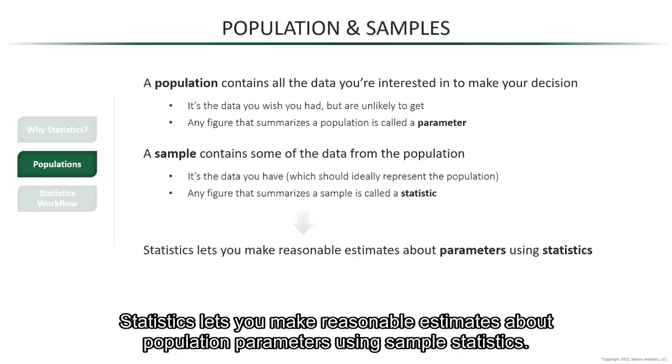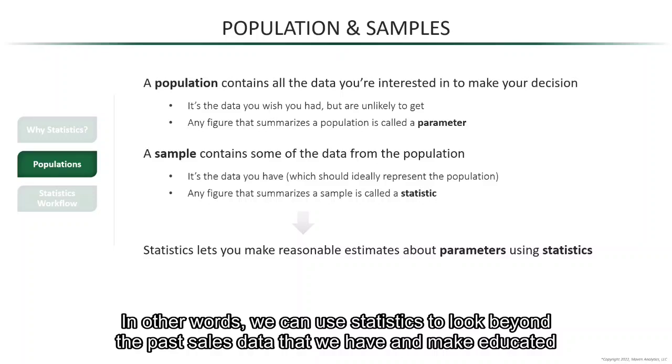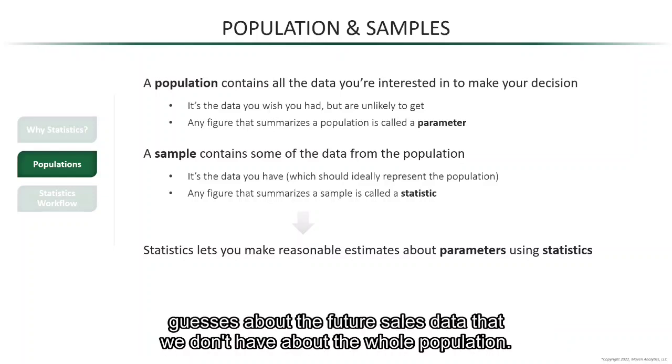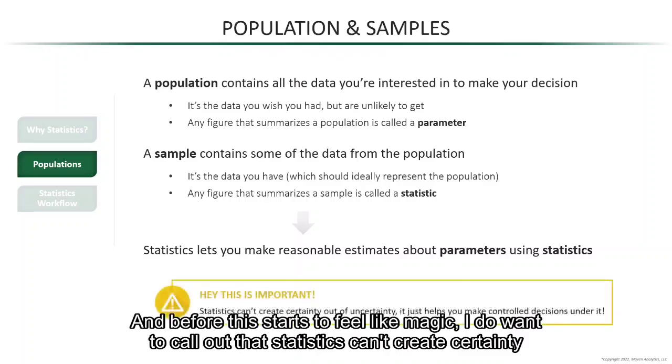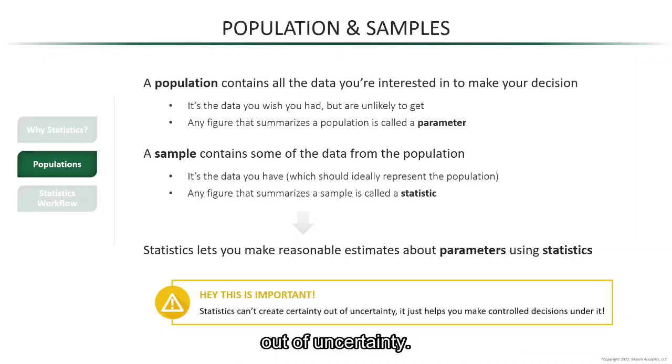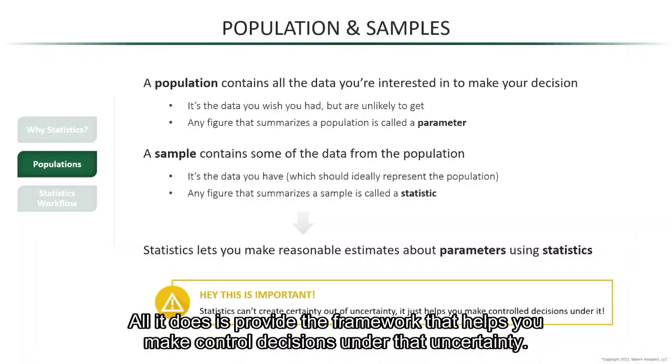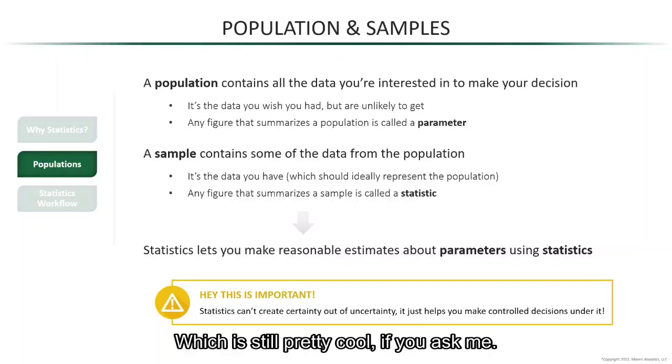Statistics lets you make reasonable estimates about population parameters using sample statistics. In other words, we can use statistics to look beyond the past sales data that we have and make educated guesses about the future sales data that we don't have about the whole population. And before this starts to feel like magic, I do want to call out that statistics can't create certainty out of uncertainty. All it does is provide the framework that helps you make controlled decisions under that uncertainty. Which is still pretty cool if you ask me.